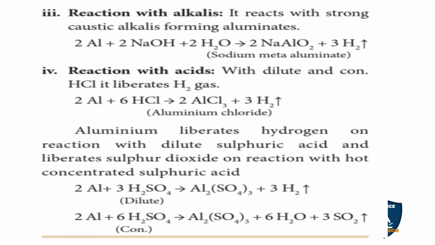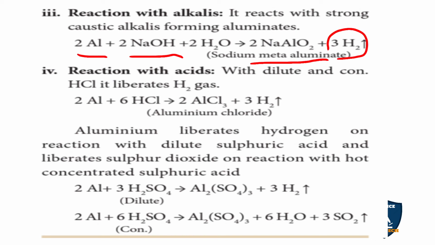Reaction with alkalis. When aluminium reacts with NaOH, an alkali, a base, it forms sodium meta-aluminate. This we have seen in the Baeyer process, no? So aluminium reacts with an alkali like sodium hydroxide, and you get sodium meta-aluminate. During this reaction, hydrogen gas is liberated.